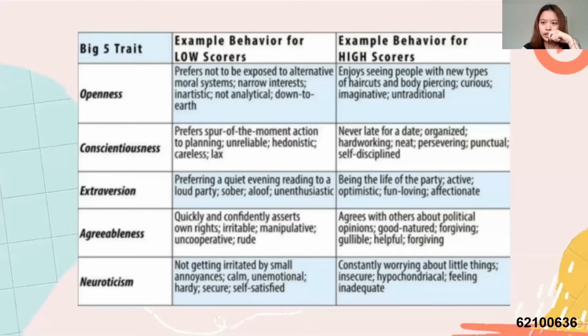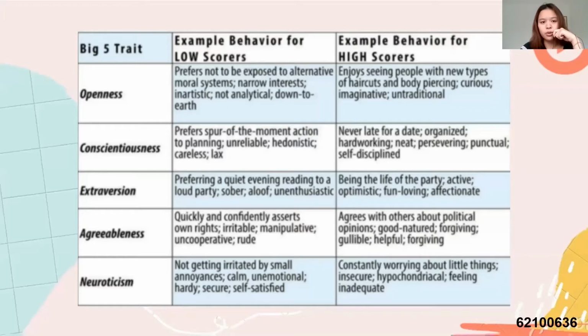So these are the Big 5 traits. The first one is openness. The people who have a low score in openness will prefer not to be exposed to alternative moral systems, have narrow interests, are not artistic or analytical, and are down to earth. While people who have a high score enjoy seeing people with new types of haircuts and body piercing, and are curious, imaginative, and untraditional. The second is conscientiousness.